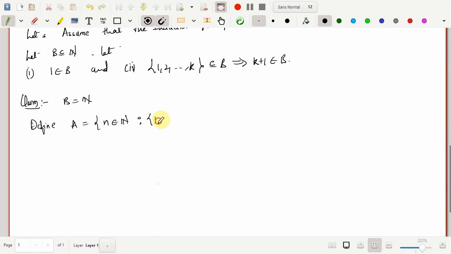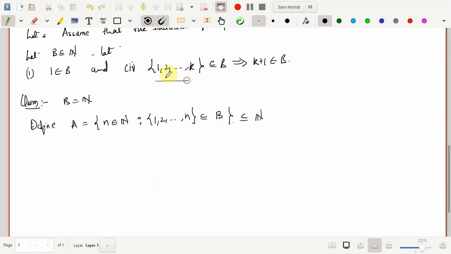Basically, what will happen if I can show that A itself is equal to N, by using the first principle which we have assumed, that is the induction principle? Then all the natural numbers starting from 1 will also be a subset of B, and so B itself will be equal to N. We are doing this so that whenever 1, 2, ..., k is in B, this also implies that k plus 1 is also in B. So that's our ultimate claim. We need to show that A is equal to N.